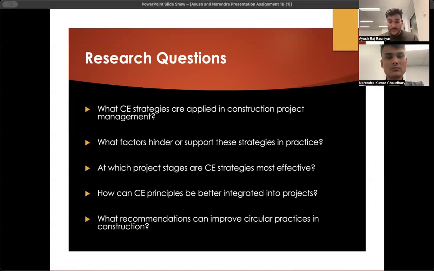And for the research questions, to guide our study, we ask these five questions. What circular economic strategies are being used in construction projects today? What are the main things that help or block these strategies? What stages of the project, like planning, designing, or construction, benefit from the circular economy? How can circular economy be added more effectively to the project workflow? And finally, what can be done to improve circular practices in the industry?